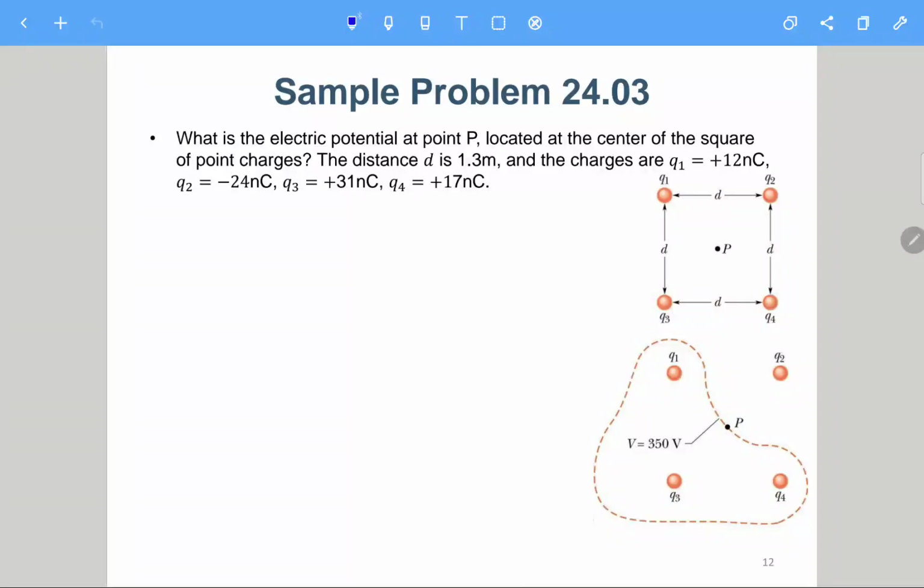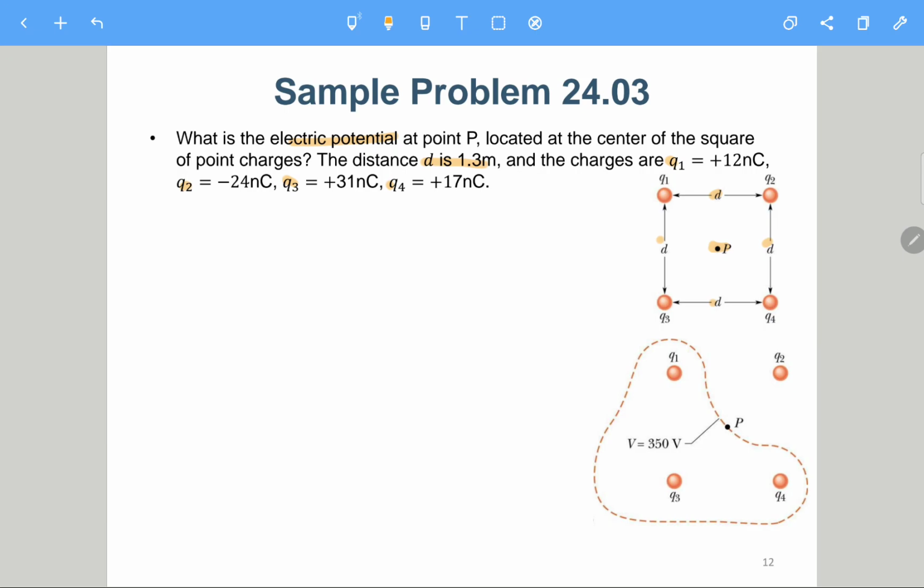So here we have another sample problem. It says, what is the electric potential at point P, located at the center of a square? The distance d is 1.3 meters, and the charges Q1, Q2, Q3, and Q4 are those values.